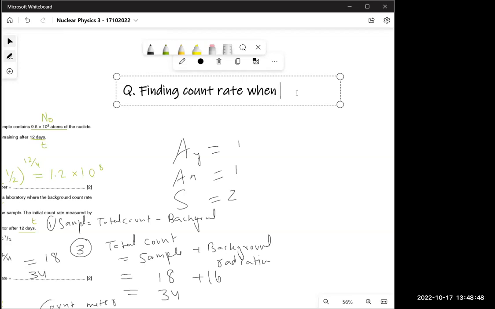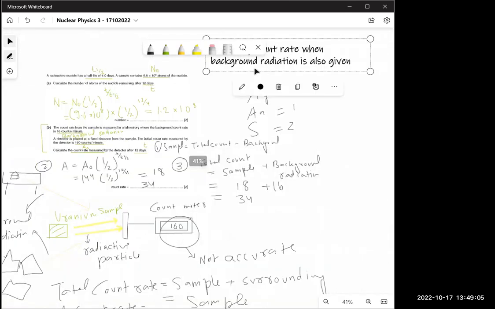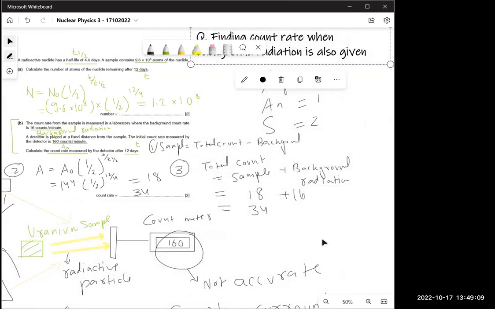Yes, exactly. So find count rate when background is also involved or given. Now write this question and write the method, the steps right here. This is the question and the 3 steps are the answer. Write the whole thing, tell me when you're done, quick.